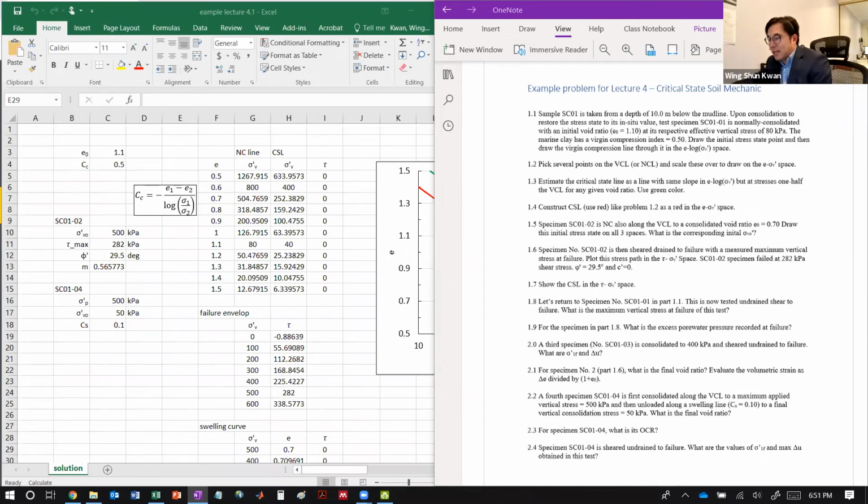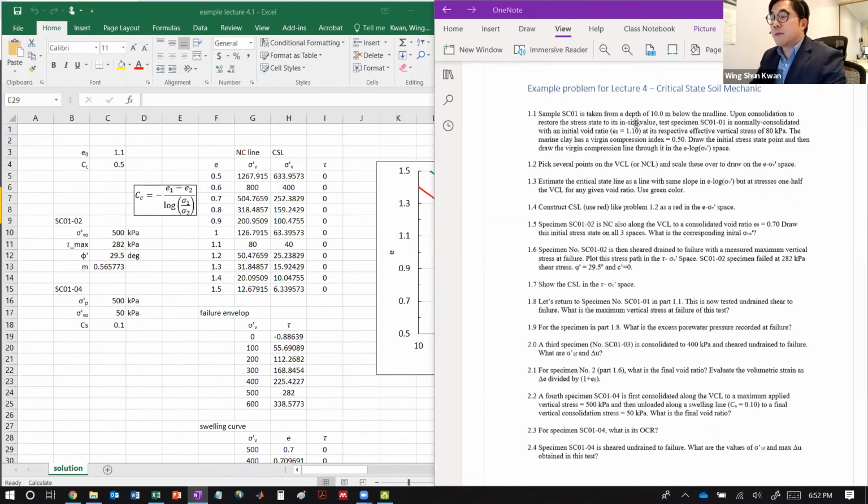Okay, all right. Then let's look at these examples together. So first, there's a sample. The example we call SC01 is taken from a depth of 10 meters below the mud line, and upon consolidation to restore the stress ratios to in situ values, the specimen is normally consolidated with an initial void ratio of 1.10. So again, we talk about the stress state.